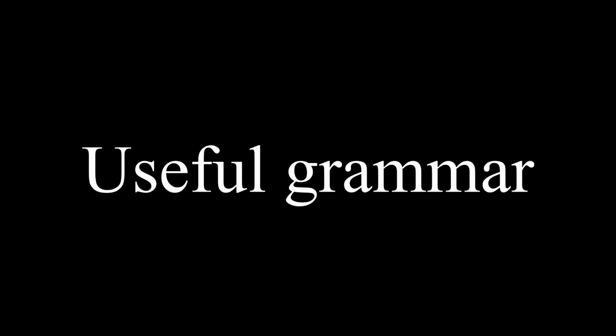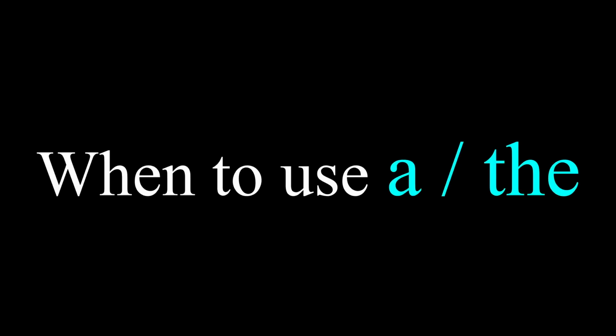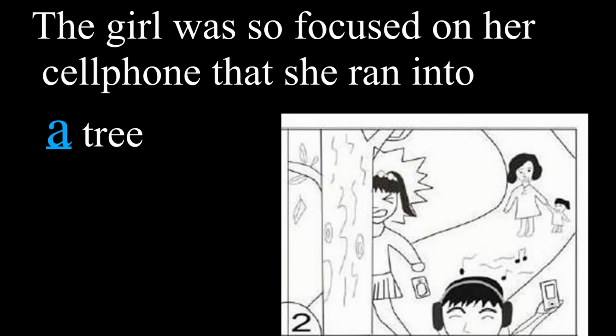Now let's look at some useful grammar points that we can get from this article. The first one I'd like to discuss, and a lot of you, when you hand in your writing, are not using a and the correctly. So I just want to touch on this particular grammar point of a versus the. All right, so let's come back to our same sentence. The girl was so focused on her cell phone that she ran into a tree.